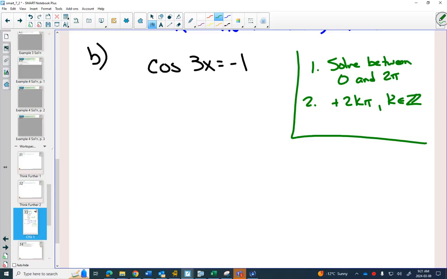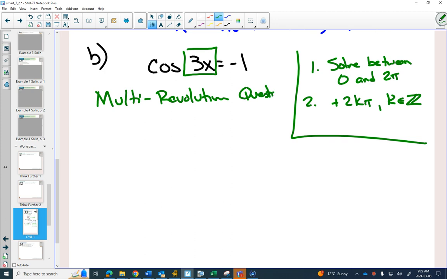So then I go to my question and I'm like, oh, but I have a 3x inside. That 3x inside should remind me, hey, this is a multi-revolution question. So now we have multiple things happening at the same time. This is what makes grade 12 difficult, because you have to remember a whole bunch of different things even if they come together. So how did we solve our multi-revolution questions?